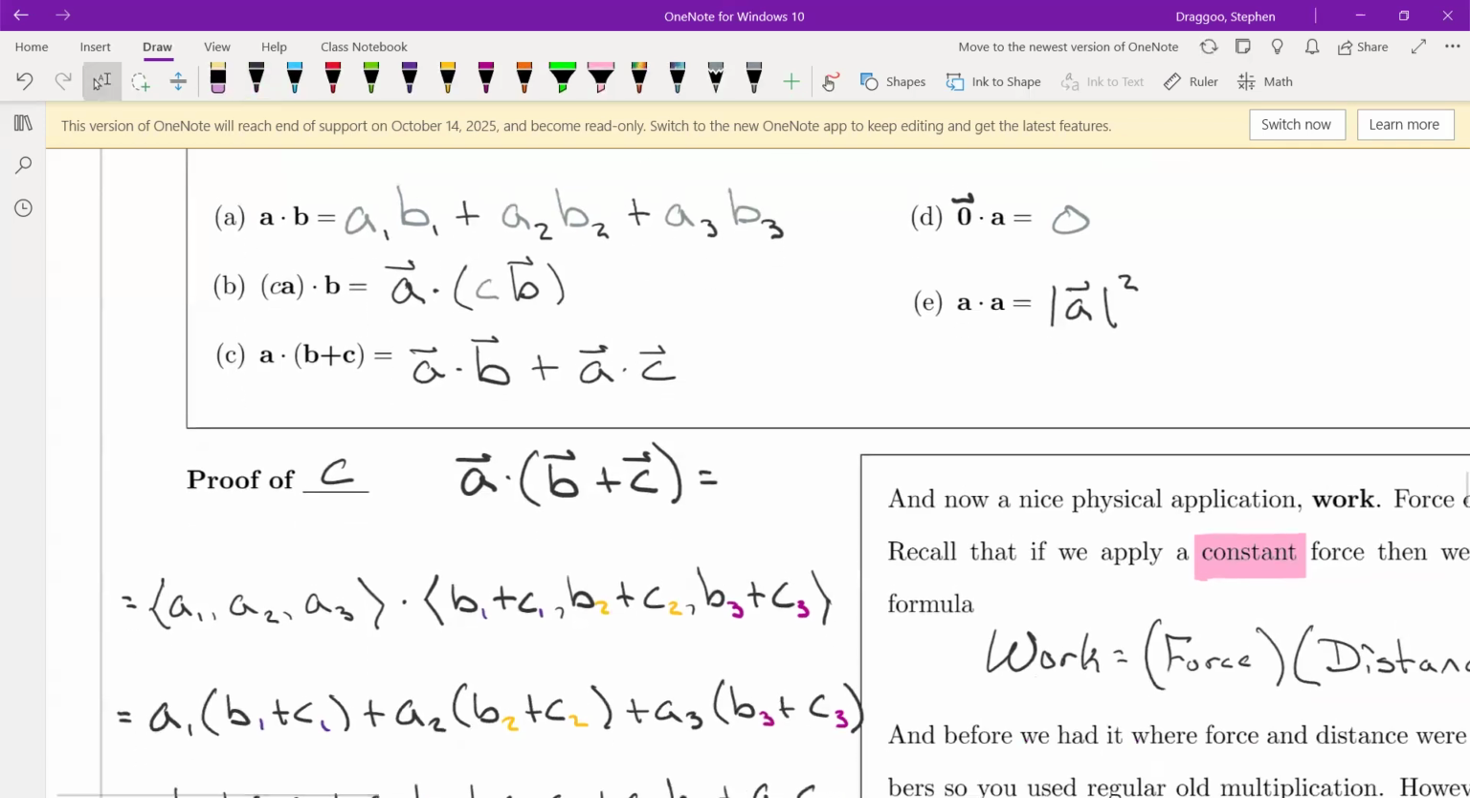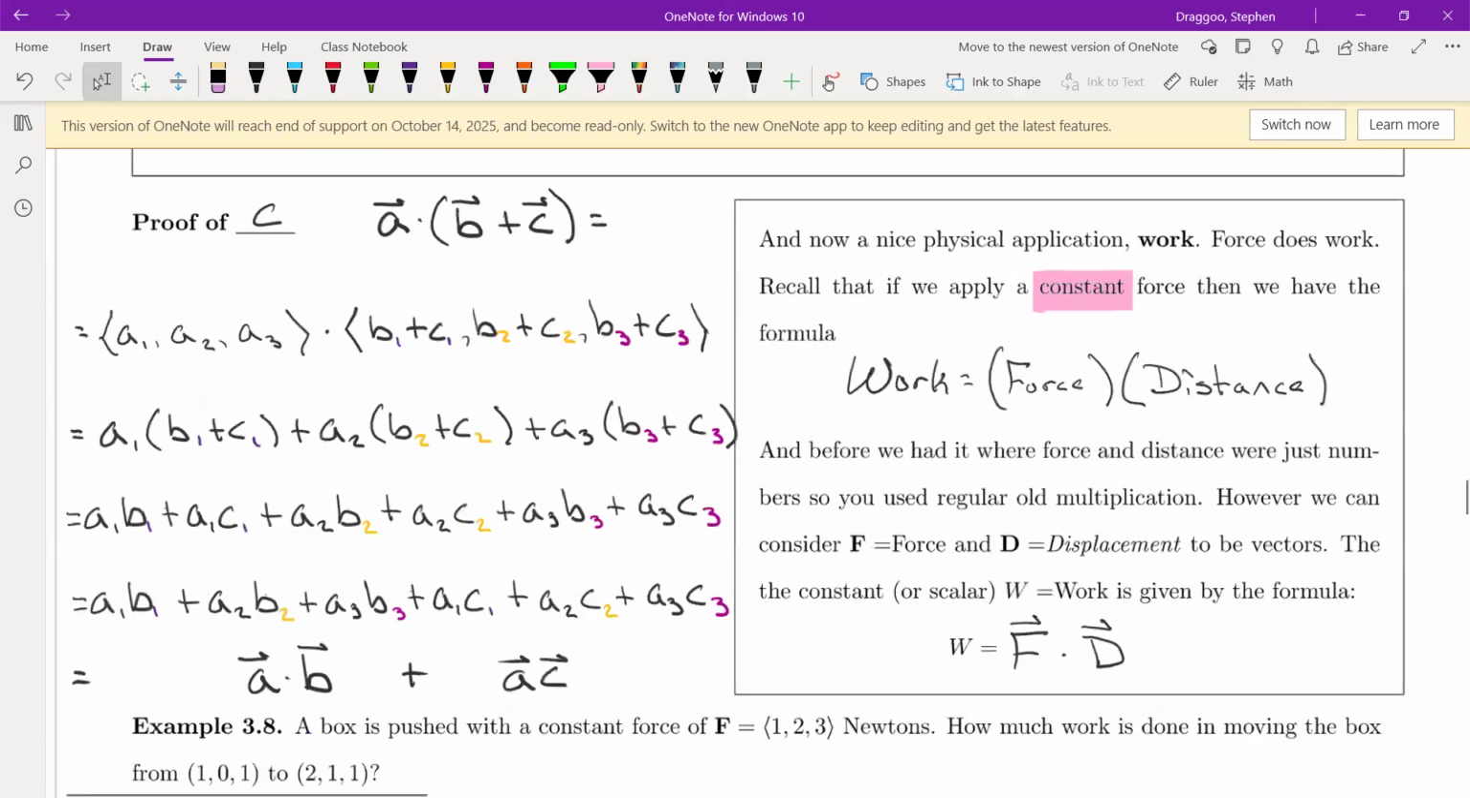And finally, if I take the dot product of a vector with itself, my result is the square of its magnitude. So that magnitude already is the square root of a bunch of square terms. So if I get the magnitude squared, then I just get rid of the square root part. And it's just the sum of the square terms that are normally underneath that radical. So it's a1 squared plus a2 squared plus a3 squared.